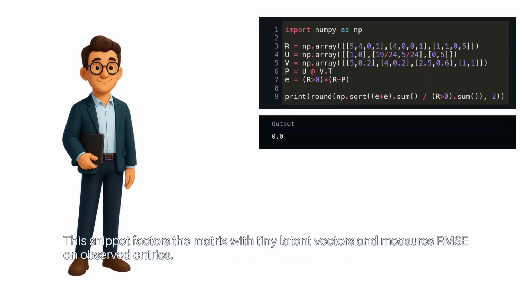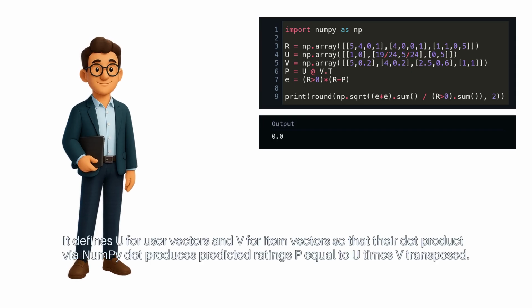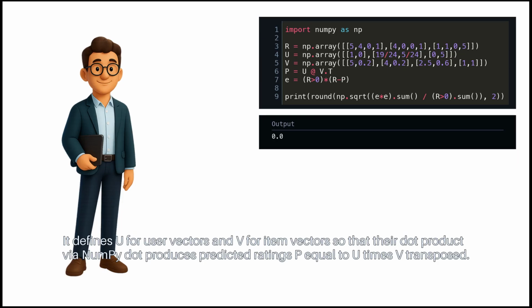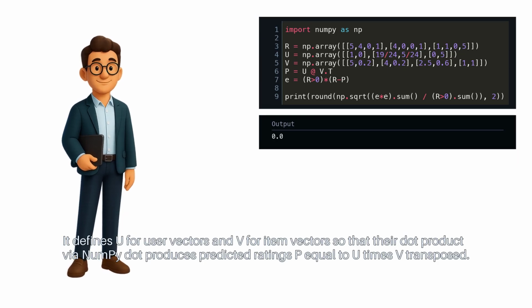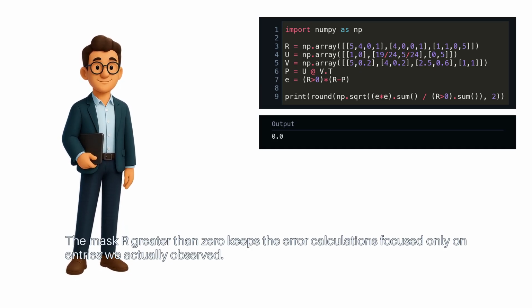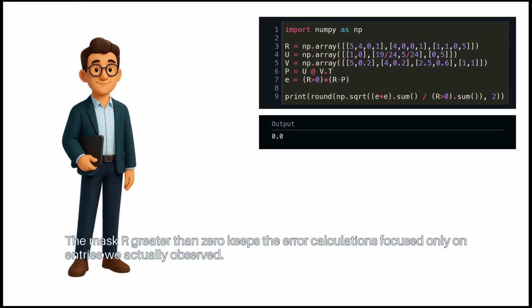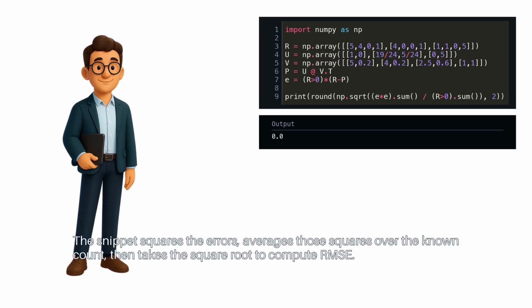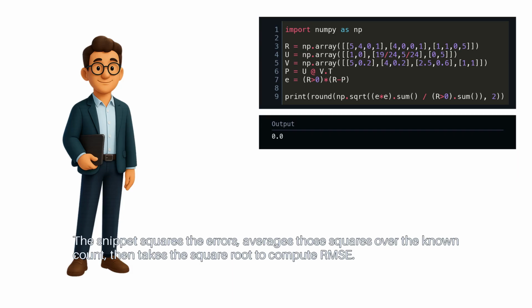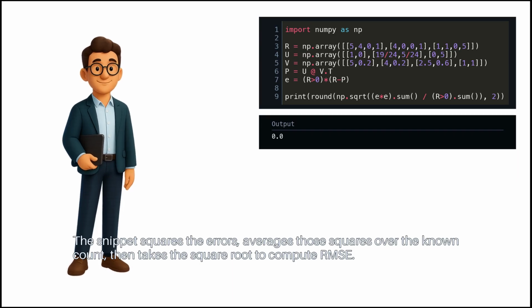This snippet factors the matrix with tiny latent vectors and measures RMSE on observed entries. It defines U for user vectors and V for item vectors so that their dot product via NumPy dot produces predicted ratings P equal to U times V transposed. The mask R greater than 0 keeps the error calculations focused only on entries we actually observed. The snippet squares the errors, averages those squares over the known count, then takes the square root to compute RMSE.